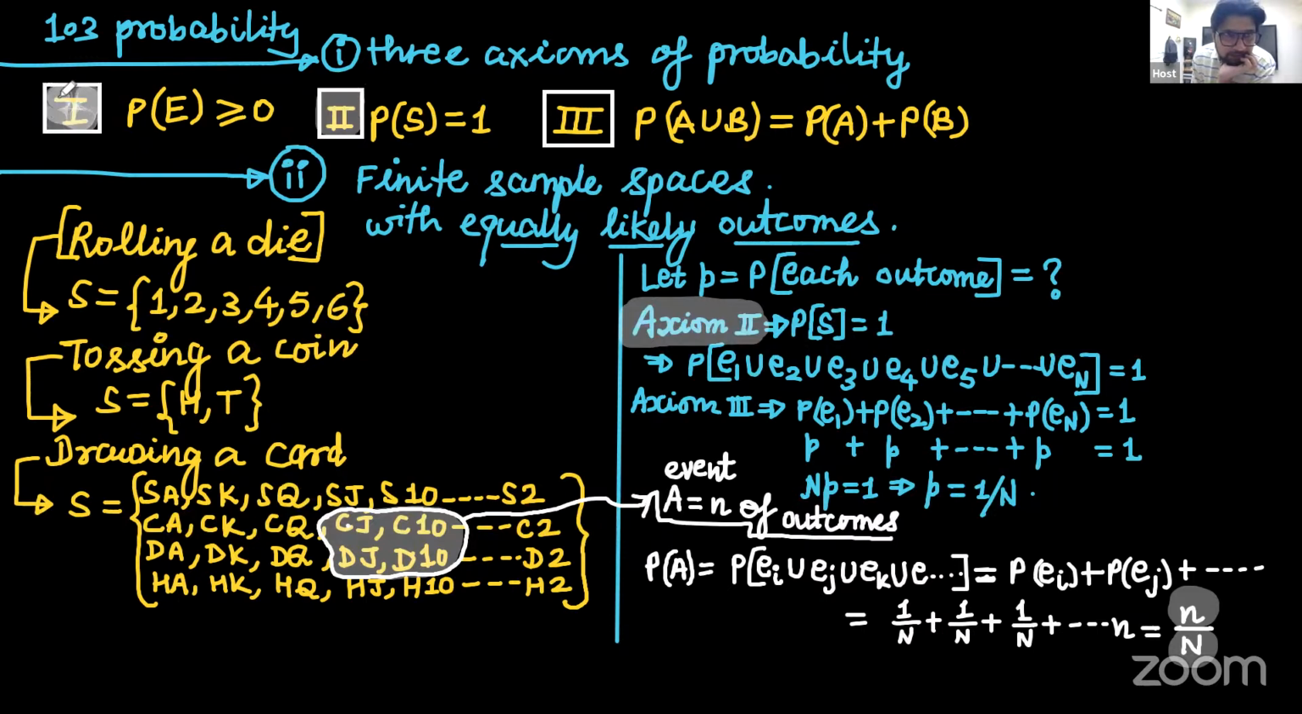Everything that you are ever going to study about probability is all about these three axioms. That's it. These three axioms are everything, actually. And we obtained this so-called favorable outcomes upon total outcomes formula by using our three axioms.